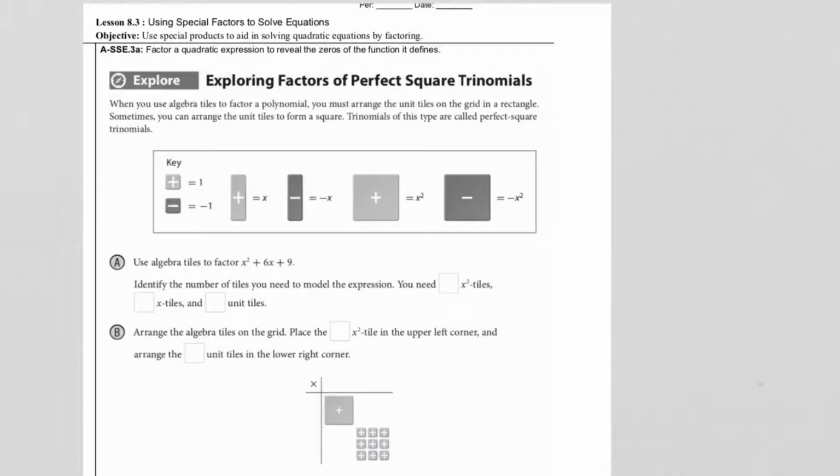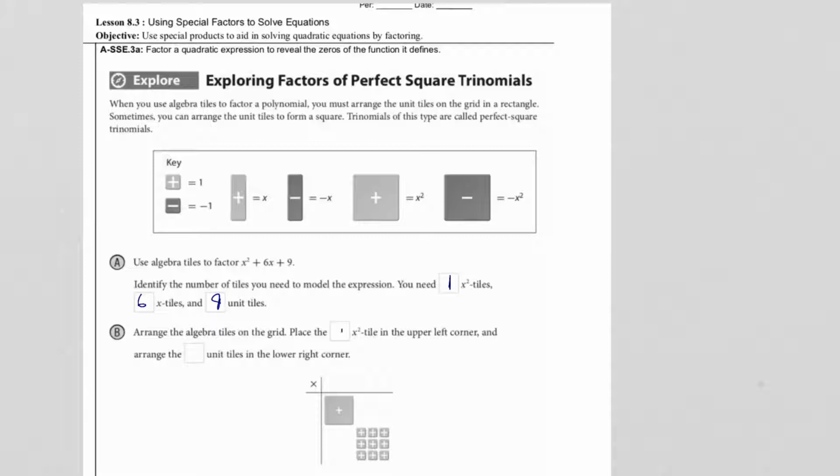So in section 8.3, it's more of the same. We're going to be factoring quadratic equations, and they're going to try to use algebra tiles, which you've used in several different chapters. And we've also had some hands-on experience using them. If I were to factor this x squared plus 6x plus 9, it's like one of these, 6 of those, and 9 of the unit tiles.